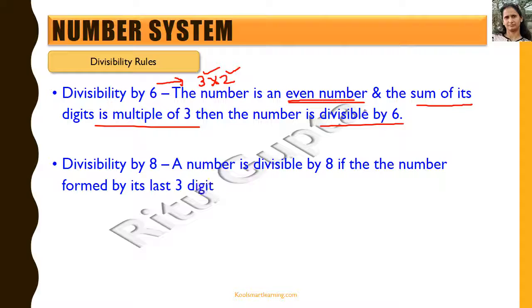Let's look at the divisibility by 8. We'll look at the divisibility by 7 in a little while. In a similar way as we talked about 4, a number is divisible by 8 if the number formed by its last 3 digits, which is the hundreds digit, tens digit and ones digit, is divisible by 8. If these 3 digits are divisible by 8, then the number will be divisible by 8.